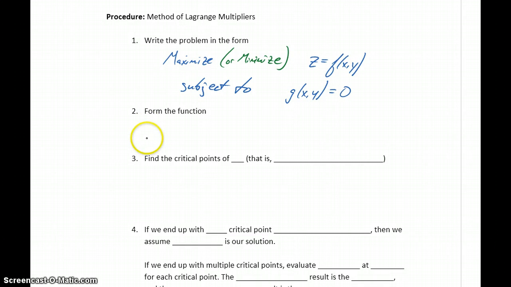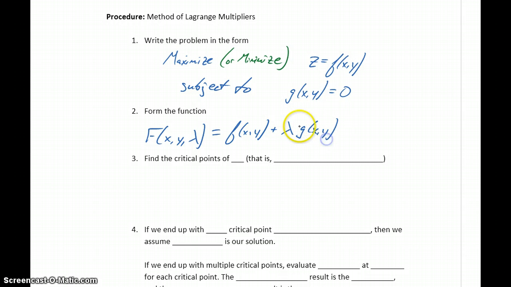Then we're going to form the function capital F of x, y, lambda. We're going to use these two functions that we have and combine them to create a new function, which will be f of x, y, the original function that we want to optimize, either maximize or minimize, plus lambda times whatever this constraint function is. So once we know these two functions, setting this up is as simple as just multiplying that second function by lambda and adding those two results together.